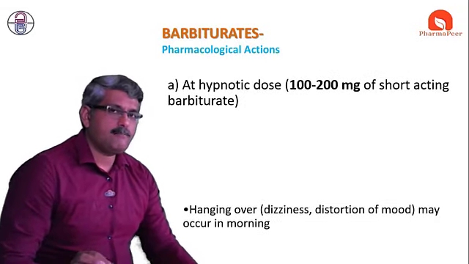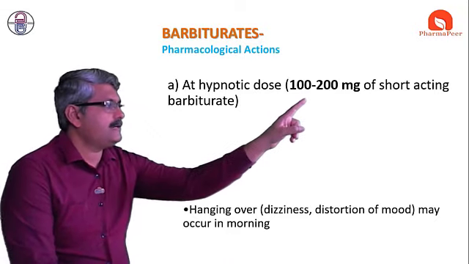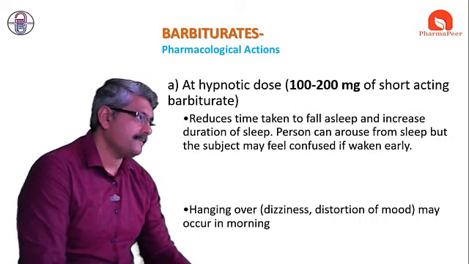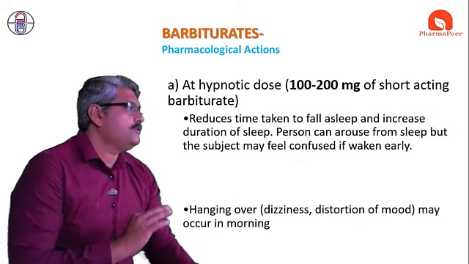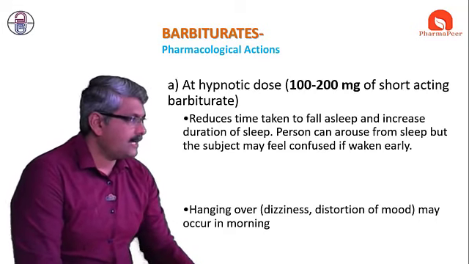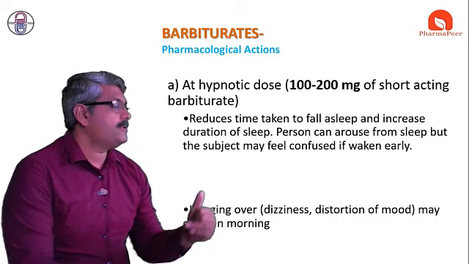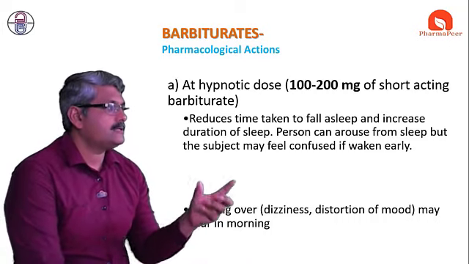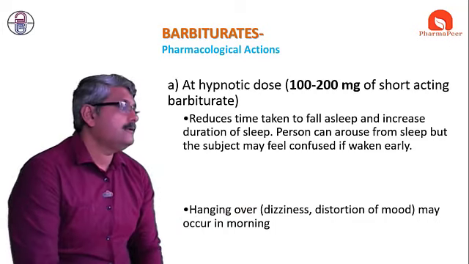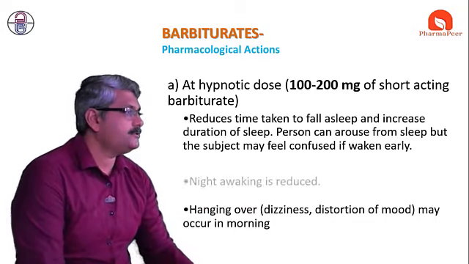In this dose related manner, when we use 100 to 200 milligram for a shorter duration of action, it acts as a hypnotic. It reduces sleep onset time, as well as increases the duration of sleep. The person can be aroused from sleep, but the subject may feel confused if awakened early. That is one of the very important things with barbiturates.